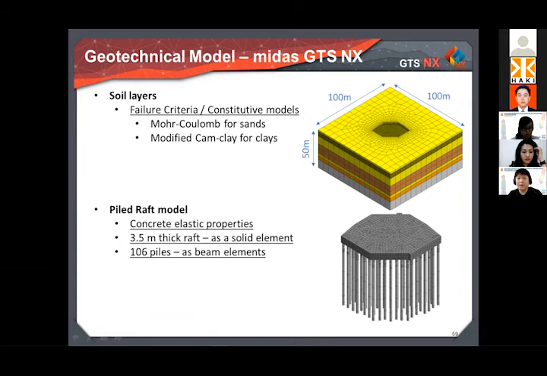About the pile raft, we have the 3.5 meter thick raft meshed as a solid element, and the material is concrete, considered fully elastic. Along with the raft, we have the 106 piles, which were meshed as line-to-solid interface. Let me show you the model in GTS-NX then.